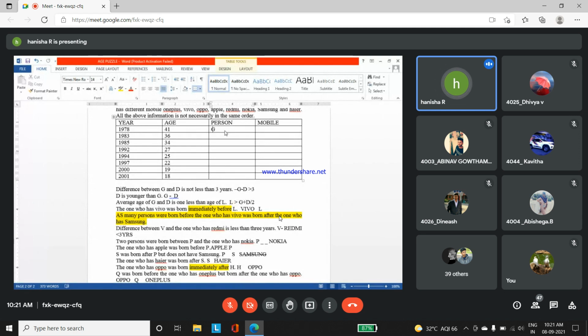Okay, for example, if I'm giving G over here and I'm going to give D over here. D is younger than G is satisfied. The difference of greater than 3 is also satisfied. But the average age, 41 plus 34, it will give you 75. But if you find out the average, it will come in decimal points.